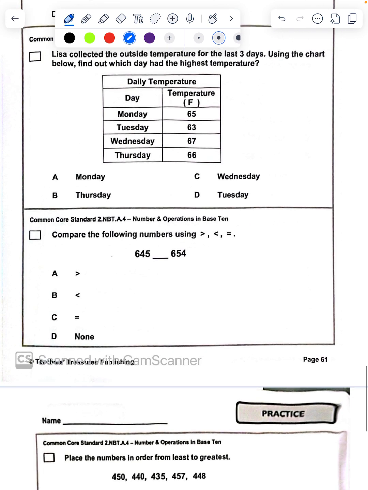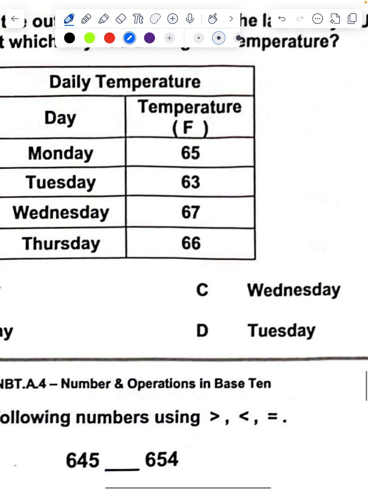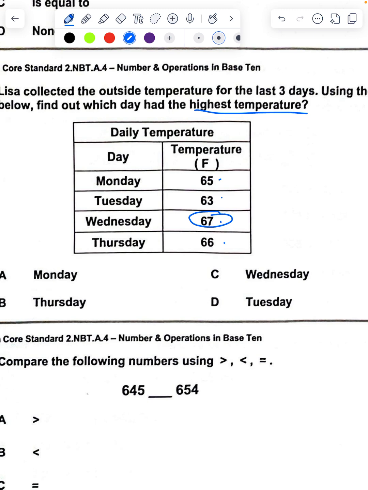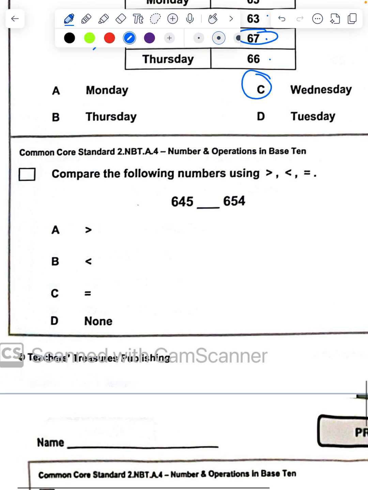Okay, next it says Lisa collected outside temperature for the last 3 days using the chart below. Find out which day had the highest temperature. So 65, 63, 67, 66. Out of all of these, 67 is the highest. So it'd be Wednesday. So C. Next it says compare the following numbers using greater than, less than, or equal to. So 645 and 654. In the tens place, 54 is greater, so it would go to the right, so it's B.